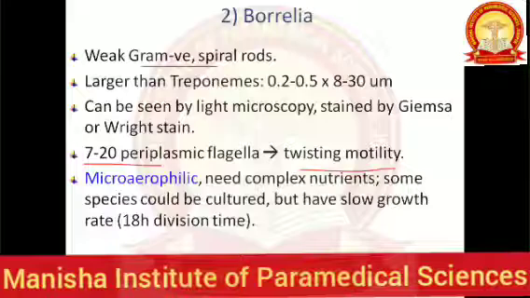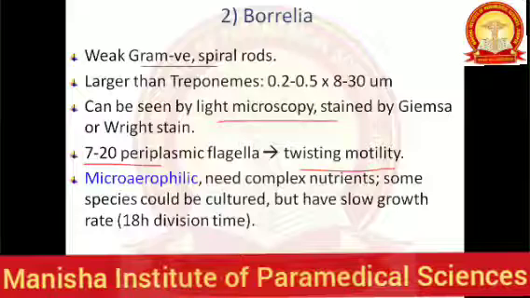Now they can easily be seen by light microscopy, whereas Treponema cannot be visualized through light microscopy. But we have to stain Borrelia with a different technique, called Giemsa staining or Wright staining, instead of Gram staining, as they are still gram negative but we cannot stain them using Gram stain. We have to stain them using Giemsa or Wright staining.